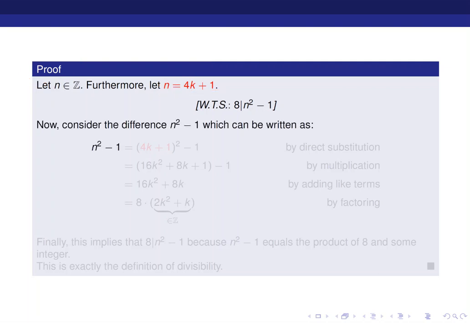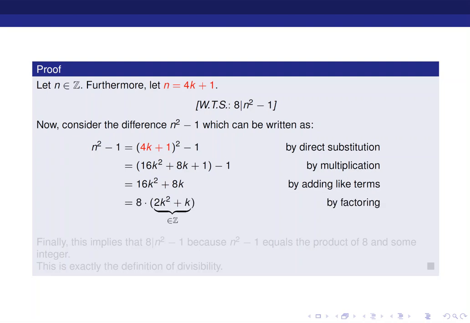So let's consider the quantity n squared minus 1, which can be written as (4k plus 1) to the power of 2 minus 1. This is by direct substitution. And by distributing the power, or foiling, I end up with the solution 16k squared plus 8k. And the special thing here is 8 can be factored, and the resulting term is 2k squared plus k.